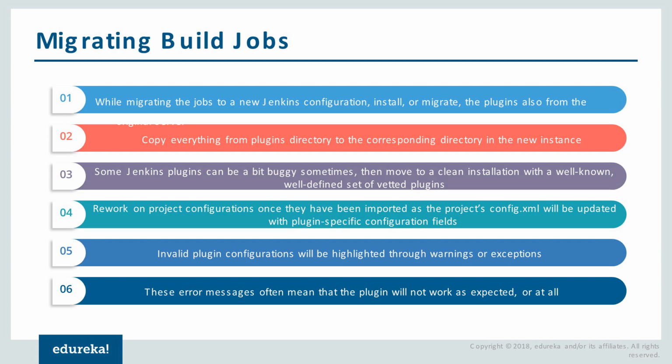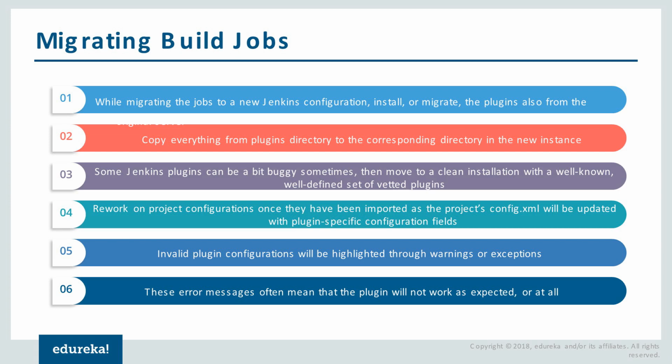Now, some Jenkins plugins can be a bit buggy sometimes. In those situations, you don't need to move the plugins folder. You can simply start with a well-defined set of vetted plugins. That way you start with a clean instance of the Jenkins master. So rework project configurations once they have been imported, as a project's config.xml will be updated with plugin specific configuration fields. config.xml is inside /var/lib/jenkins/config.xml, and this is the file which is responsible for a lot of standard configuration for the Jenkins master and how it behaves. And invalid plugin configurations will be highlighted through warnings or exceptions.